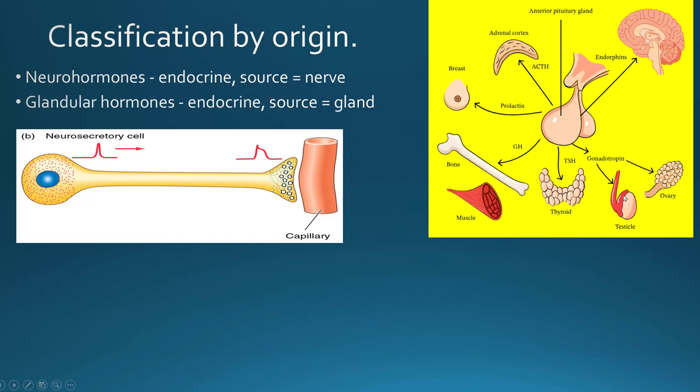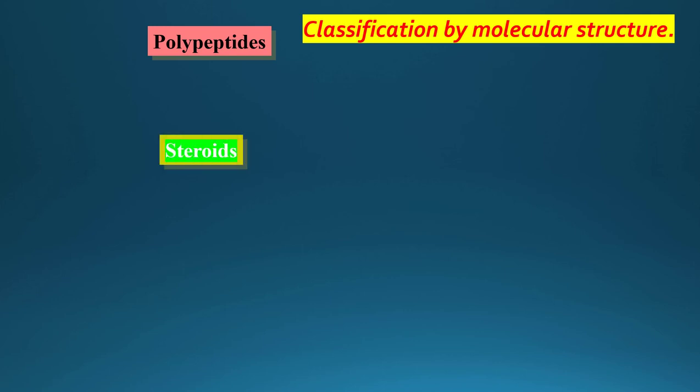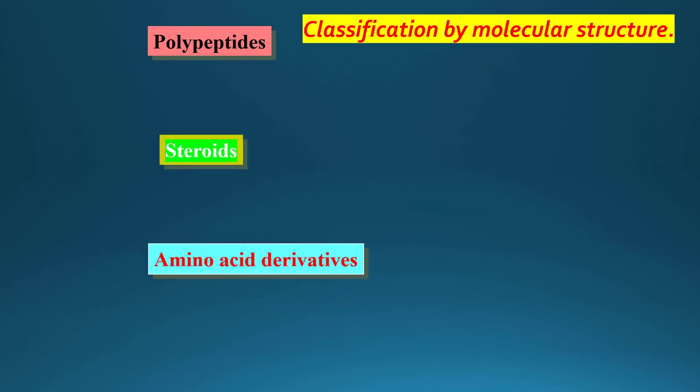Pituitary gland, parathyroid gland, thyroid gland. Other hormones are produced at another location or area. Classification by molecular structure: there are three types of hormone classified by molecular structure. They are peptides, steroids, and amino acid derivatives.